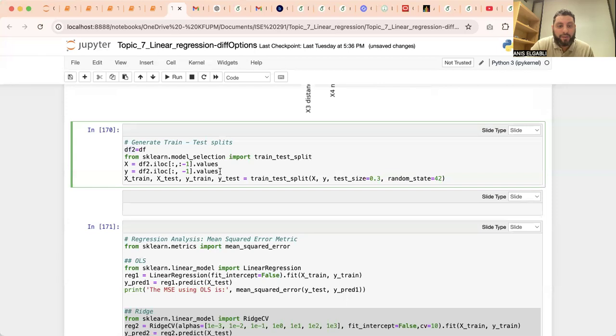After, of course, we define X, all the input features. So we are dropping the last column, which is the target variable, and we store it in y. So this is the set of input features, and this is the target variable y. After we define them, we split our data into training and testing, where we leave 30% of the data for testing, and we will use 70% for training.